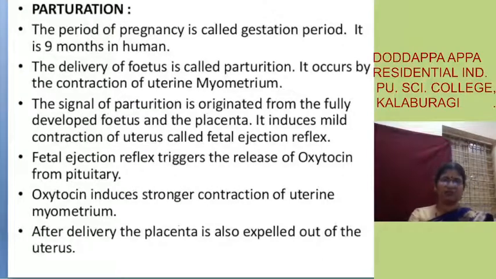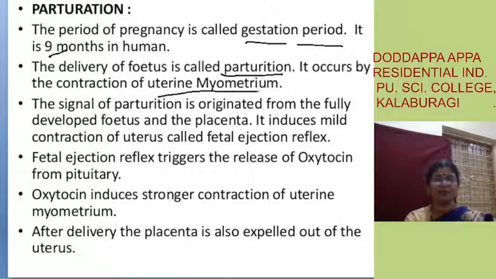And parturition. What is parturition? See, the pregnancy in the human being is called gestation. The pregnancy period is called the gestation period, and it is of 9 months in human beings. Fine. The delivery of the baby is called parturition, and it occurs mainly by the strong contraction of the myometrium.